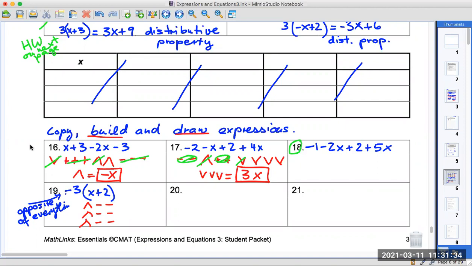So let's count that together. -3x minus 6. That would be the answer. Another way of looking at it is if you distribute or multiply everything in the parentheses by -3, you can say -3 times x is -3x, excuse me, and -3 times +2 is -6. Okay.